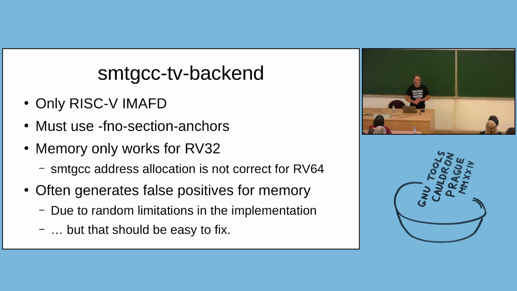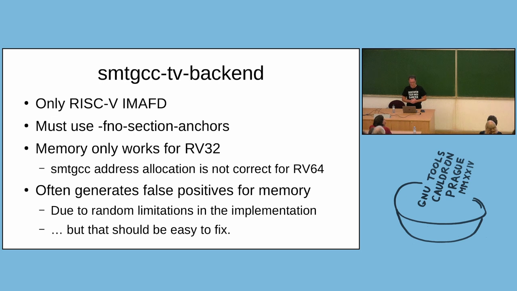For backend checking, we have the same restrictions as on the GIMPLE side, but there are some additional ones. First, I only check RISC-V and the basic profile. You must use -fno-section-anchors, because I have no mapping between the address space in the assembly and the GIMPLE when it uses section anchors. My memory implementation only works for 32-bit RISC-V. That's also rather simple to fix.